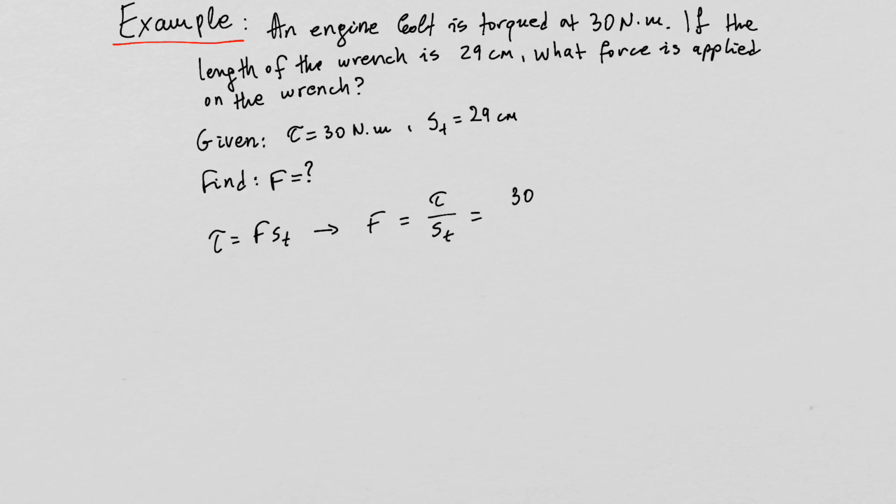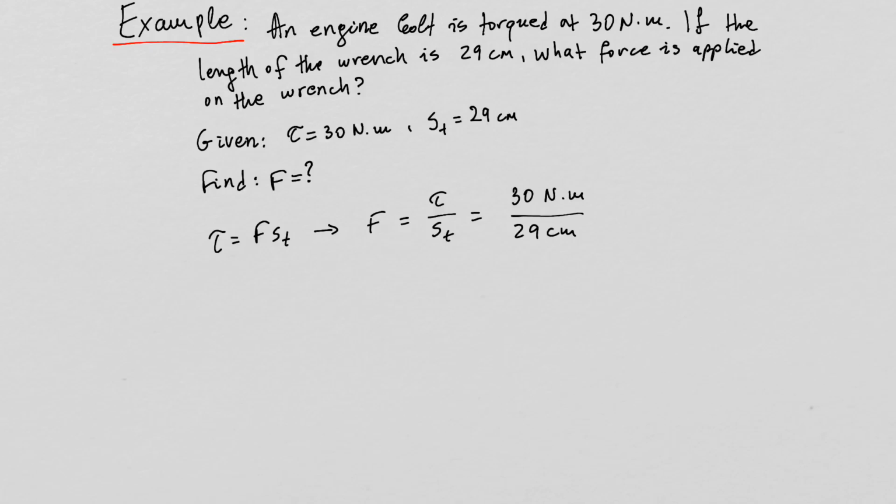So that is 30 Newton meters divided by 29 centimeters. And now I see that there is a problem here. The torque is in units of Newton meters, but the torque arm is in units of centimeters. So the units of length in the torque and the units of length in the torque arm are not the same. Therefore, before I can calculate the answer to this question, I must make the units the same.